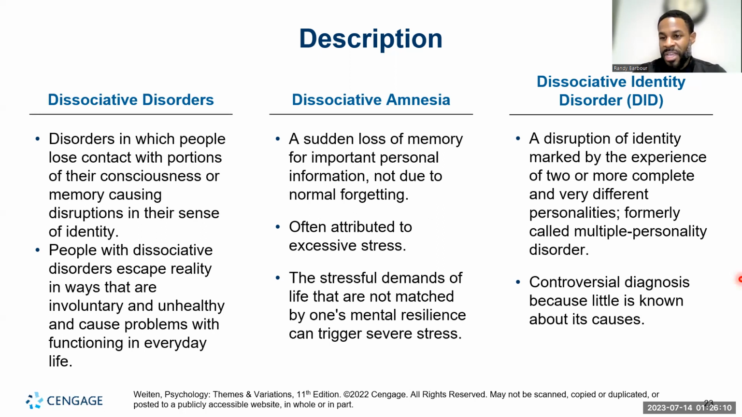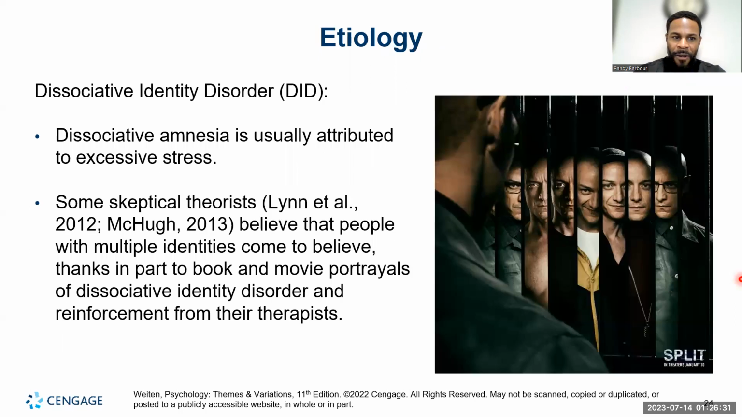And again, there's controversy because little is known about how it's caused, right? We know that severe stress plays a big role in it, but there are very few causes that have been researched and identified for the disease, right? When we think about DID, the amnesia is usually attributed to excessive stress, but you do have some skeptic researchers and theorists.